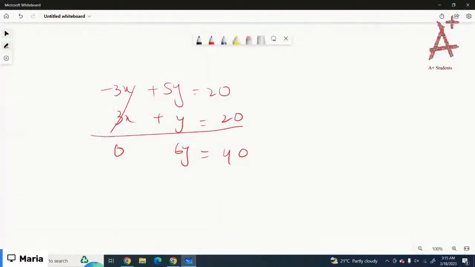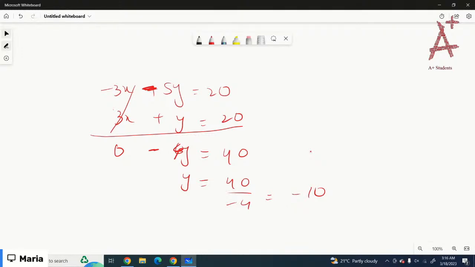This is minus 5y. Got it? So negative 5 plus 1 is negative 4y. So negative 4y equals 40. So y equals 40 divided by negative 4. That would be negative 10. Got it? So now you have to calculate the value of x. So you can put the value of y in any of the equations.